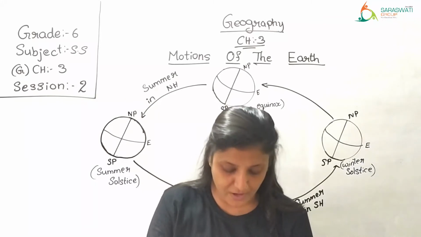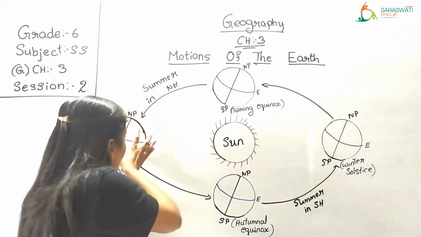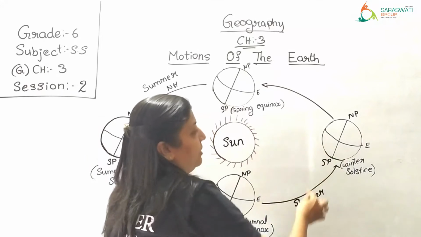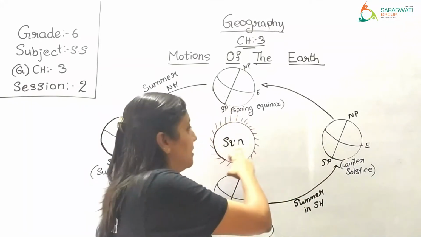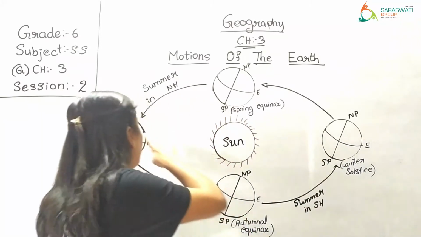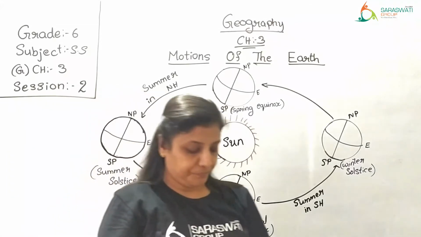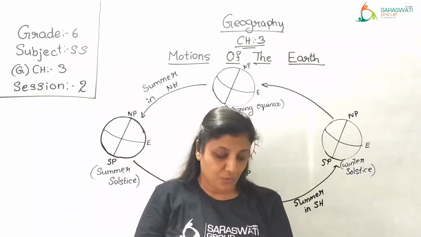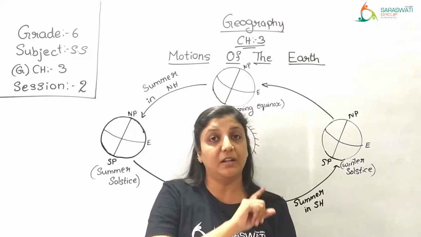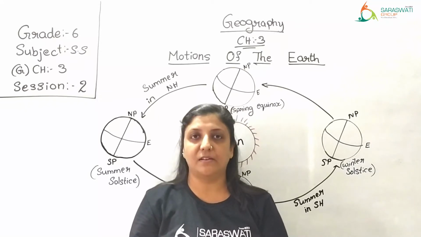So the part of the earth that is tilted towards the sun means which is towards the sun. See here, the North Pole is towards the sun. Here you can say the South Pole is towards the sun. Sun is here. So if the South Pole is towards the sun, then they will receive more heat. If the North Pole is towards the sun, they will receive more heat. So vertical rays give more heat than the slanting rays. Vertical rays means straight rays will give more heat than the slanting rays.